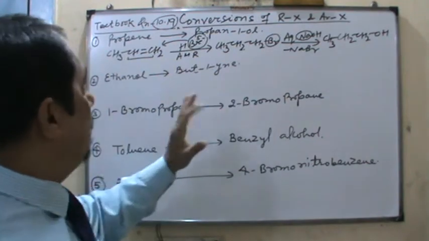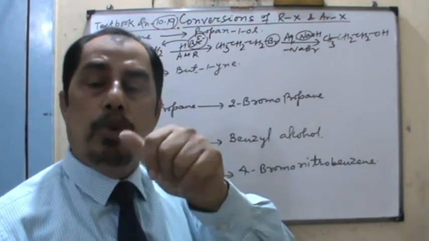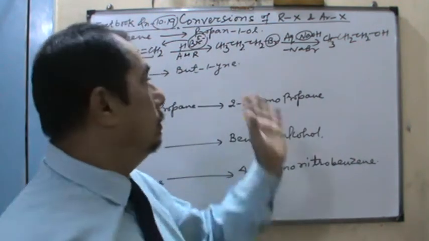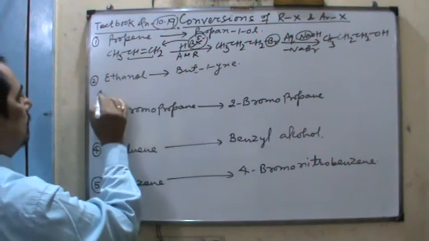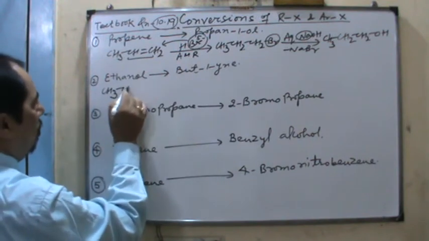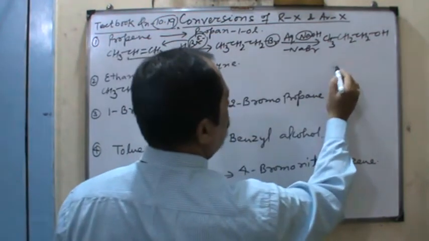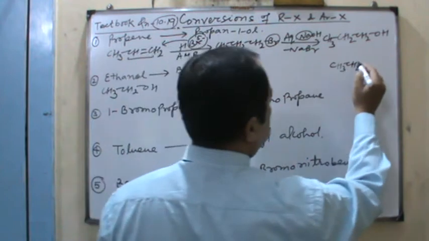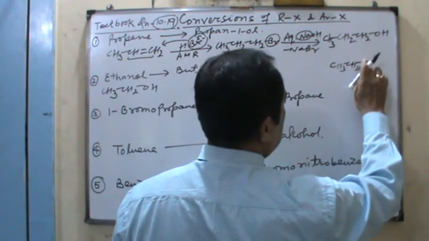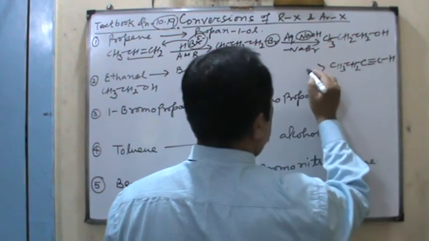If the question is propan-2-ol, then bromine will be at the 2 position, and there you apply the Markovnikov rule. Next is ethanol to but-1-yne. This is the formula of ethanol, CH3CH2OH, and this is but-1-yne, CH3CH2C≡CH.